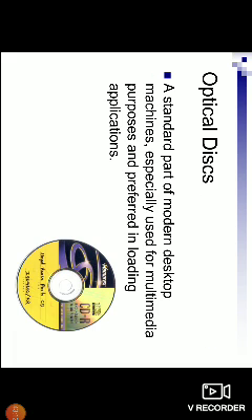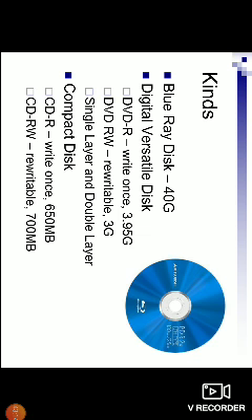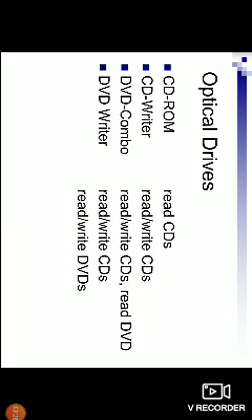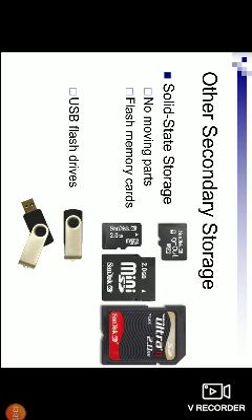So here are different types of optical disks: CDs, compact disc, and DVD, digital versatile disc, and the latest one is Blu-ray disc. So optical drives: CD-ROM, CD writer, DVD combo, DVD writer. So secondary devices: pen drives, memory cards. These are the other secondary devices. And flash memory cards, USB flash drives.